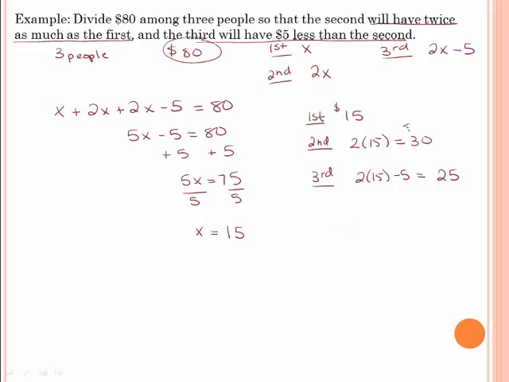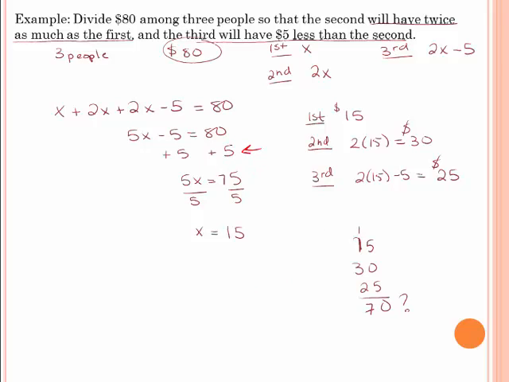Now we need to check. We want to take 15, 30, and 25 and make sure it adds up to 80. 5, 6, 7, and it does not. Hold on one second. Okay, so I did make a mistake, and this is a good thing that we check our work, because see, if I add this up together, I get 70.